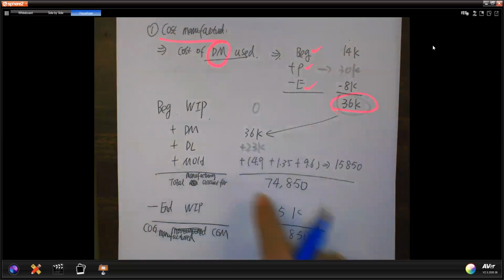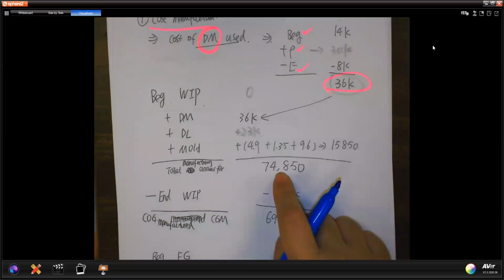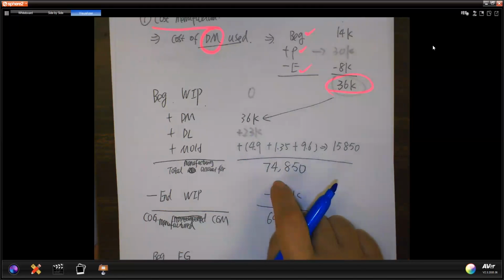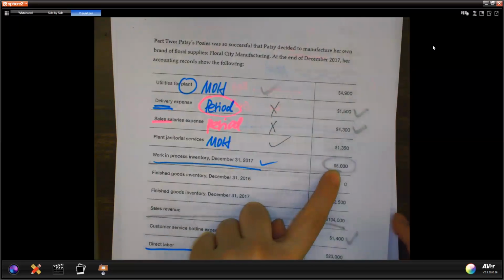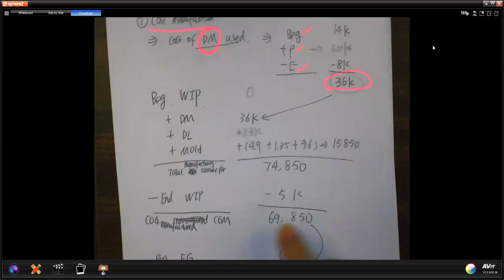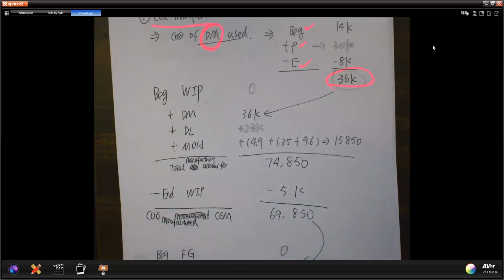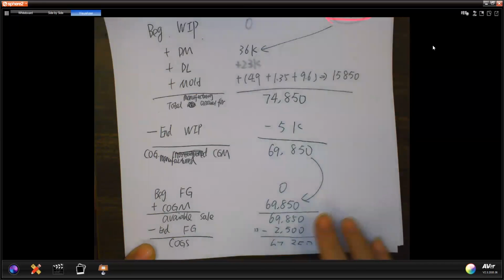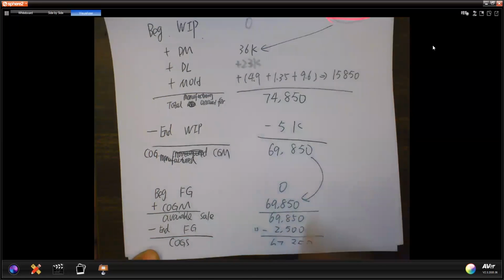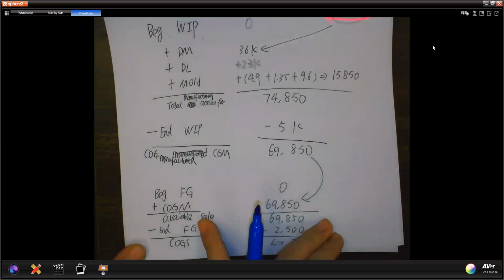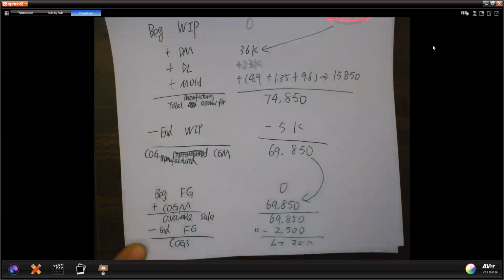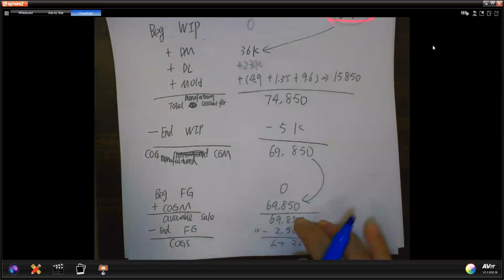So that gives you your manufacturing account, minus your ending work in process of 5,000. So your cost of goods manufactured is 69,850. And then once you get that one, you will do your cost of goods sold. So it's beginning plus your cost of goods manufactured gives you goods available for sale, minus ending finished goods gives you cost of goods sold.